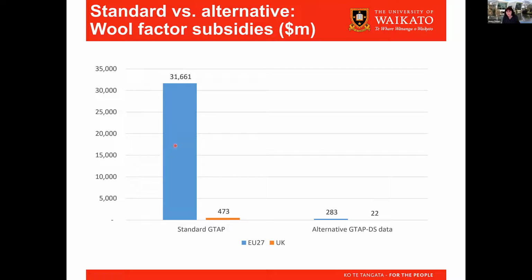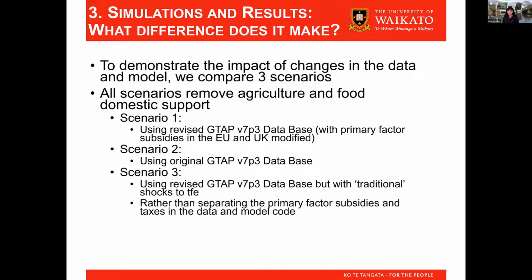If we summarize what happened to wool, on the left-hand side we've got the original subsidy that was going to wool in the GTAP database, which is more than $30 billion US, a large subsidy. In the alternative method, we end up with almost nothing going to the EU. The UK is a much smaller problem, but we did still do an adjustment for the EU as well. So essentially, we got rid of this $30 billion subsidy to wool in the EU. So let's have a look at what impact it makes.